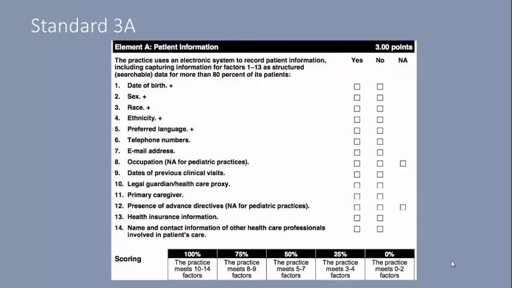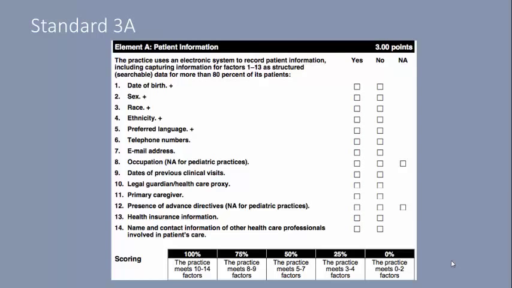Element A is all about general demographic patient information that you're collecting. Numbers 1 through 5 align with meaningful use. It's my hunch that you're usually collecting date of birth, sex, and language, and probably race and ethnicity as well, which you would want to collect if you're not. Then there are telephone numbers, email addresses, occupations, who their primary caregiver is, whether they have a guardian, whether they have an advance directive, and health insurance information. These are the general things your front office staff are probably collecting during intake, and some of this could be collected during rooming by one of your nurses. This is basic information that most practices have been collecting on patients for years and years.